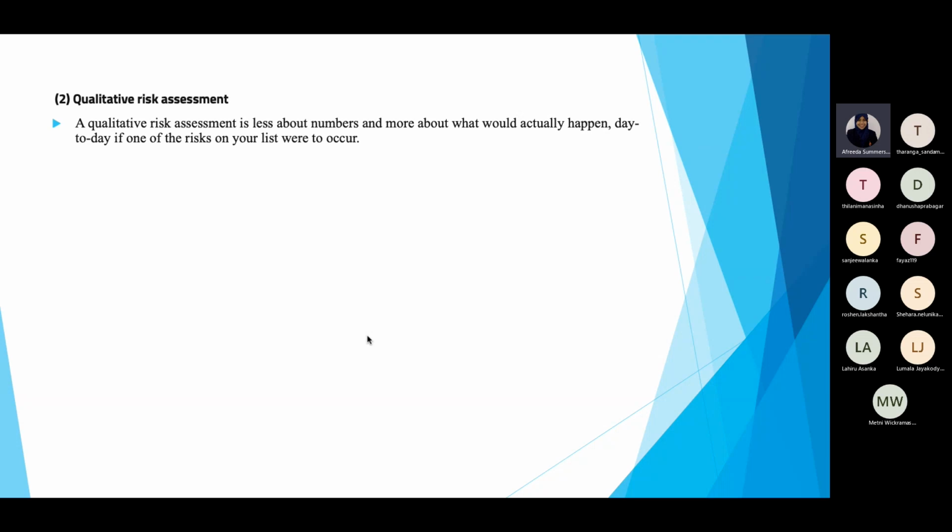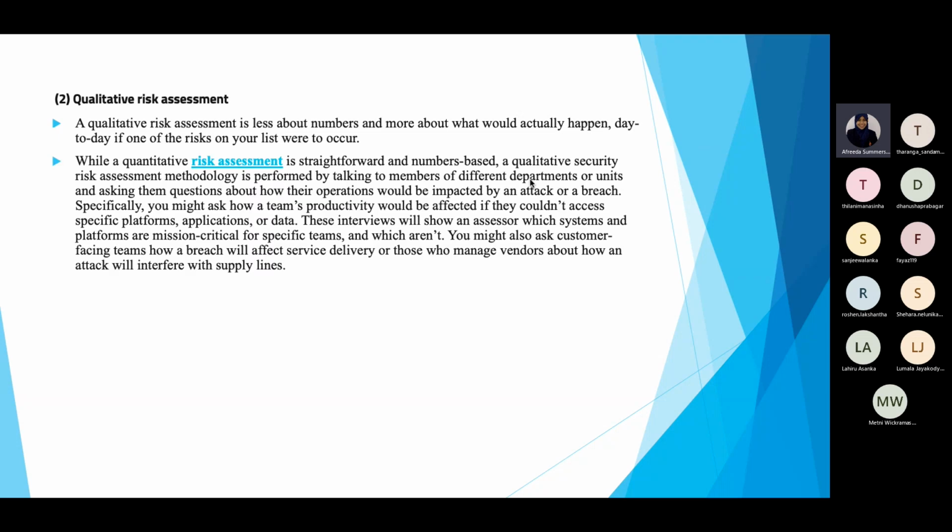A qualitative risk assessment is less about numbers and more about what would actually happen day to day if one of the risks on your list were to occur. That is very important. You need to analyze, okay, if a fire breaks out, there is a huge risk that the whole department can catch fire. People in that department can die from fire burns. Their properties and their health are jeopardized. That is one thing.